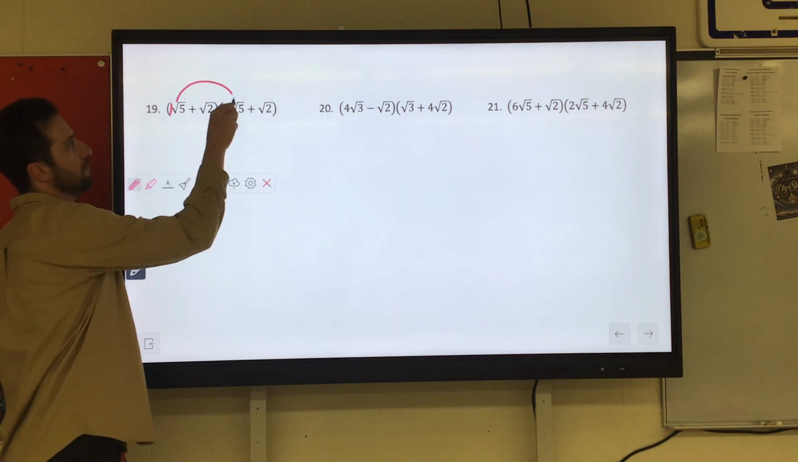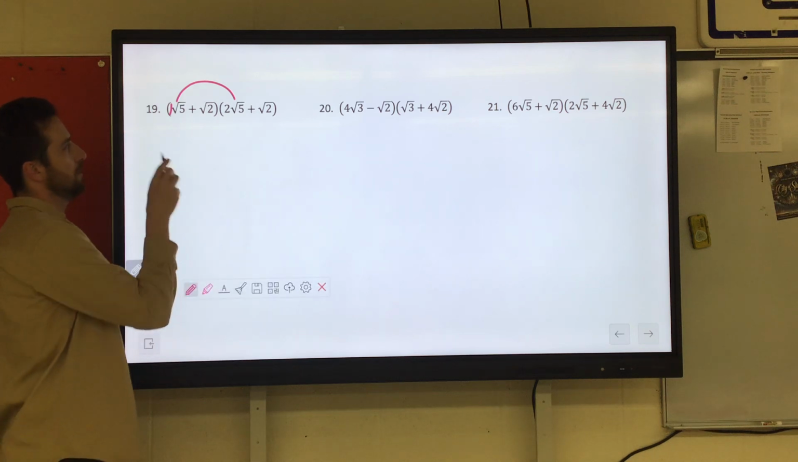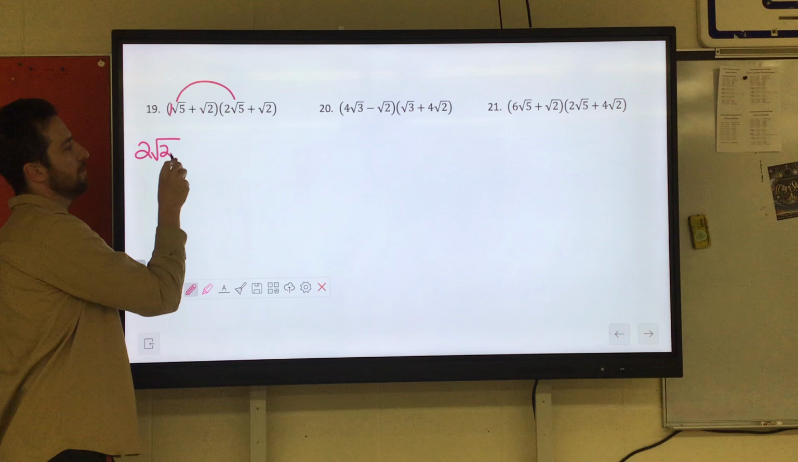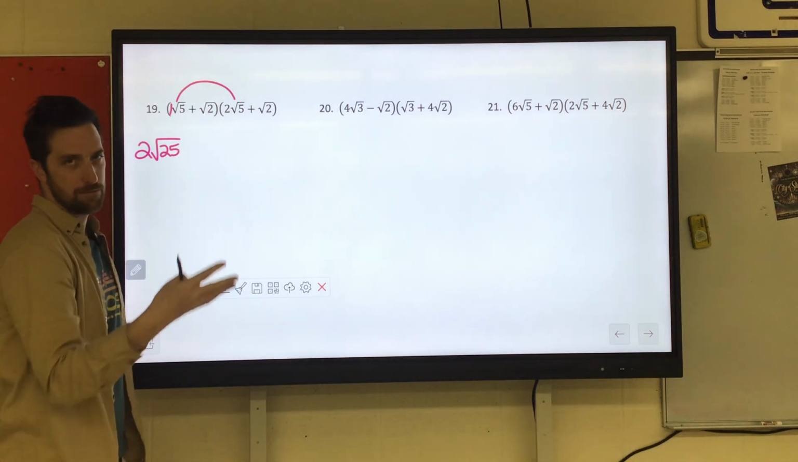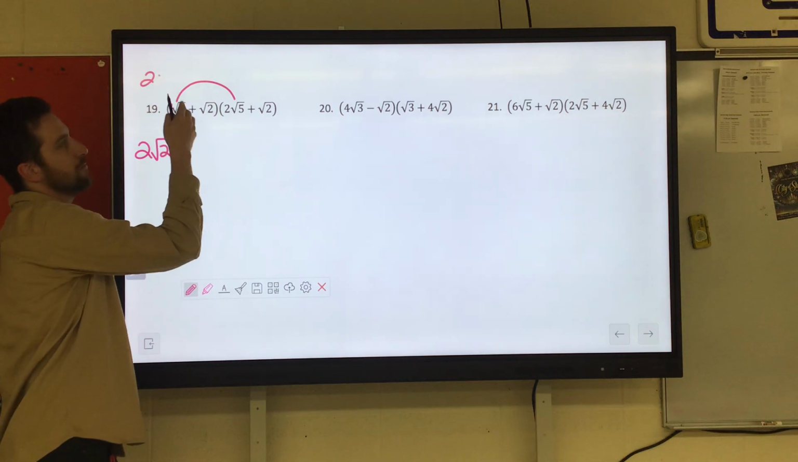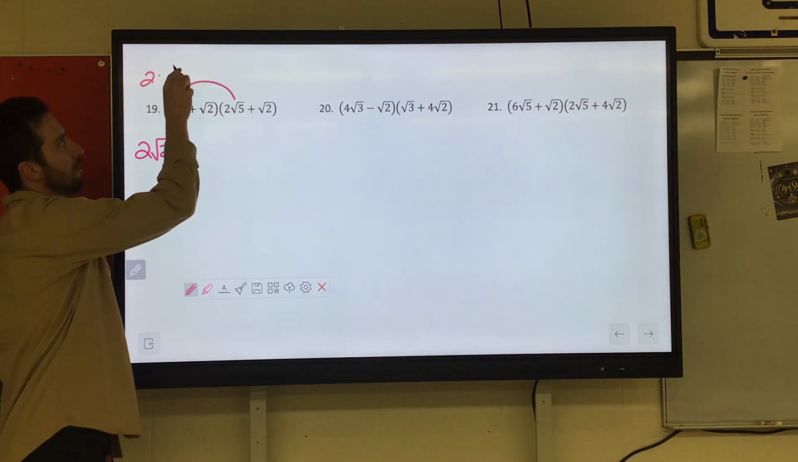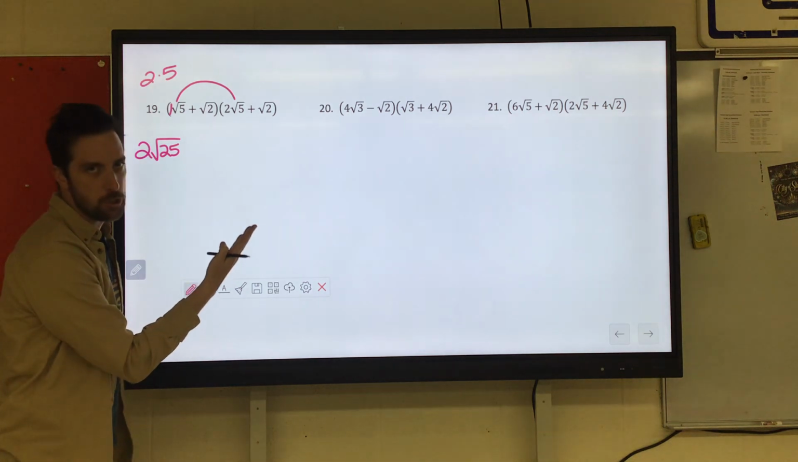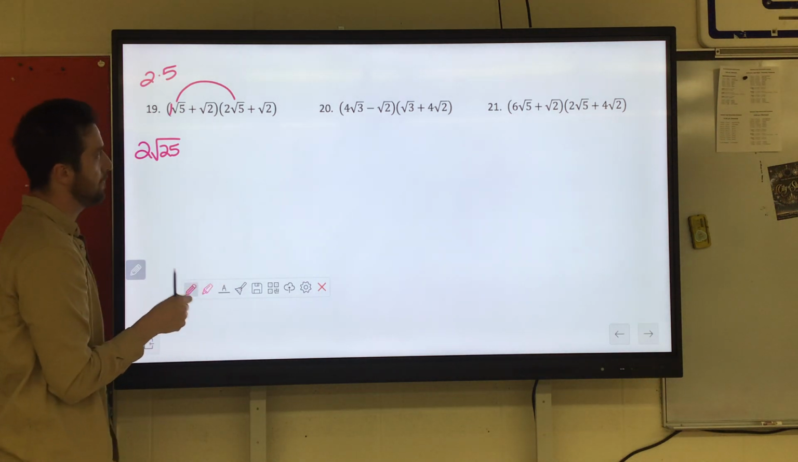1 root 5 times 2 root 5. 1 times 2 is 2. In the radical, 5 times 5 is 25. Now you could do the smiley face times smiley face trick there, but then it'd be like 2 times square root of 5 times the square root of 5 is 5. So it'd be 2 times 5, which is what we'll get here eventually. But let's come back to that.